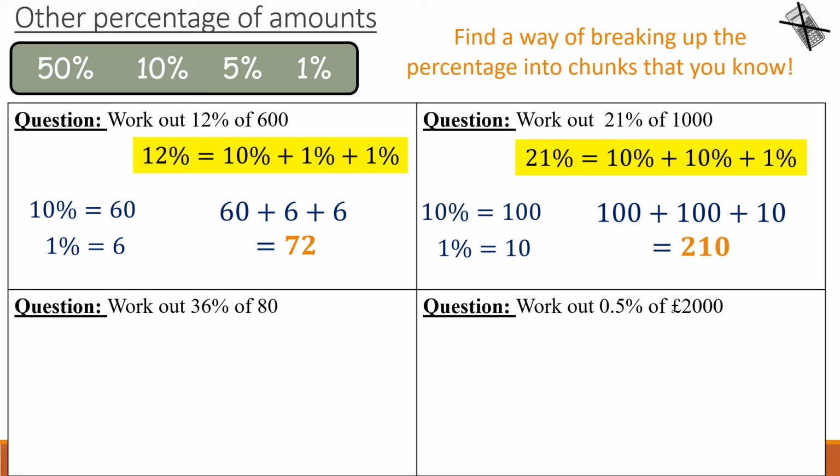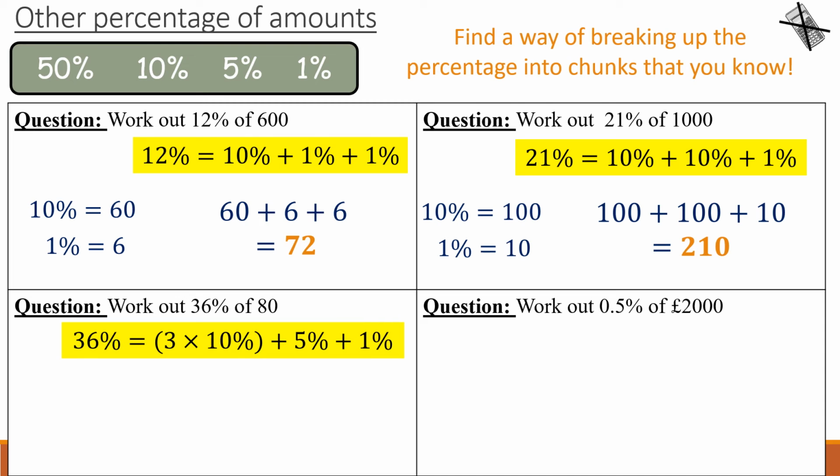Let's have a go at 36% of 80. It's a little bit trickier. Let's have a go. So I think for 36, it'd be easy to do 3 lots of 10% plus a 5% plus a 1. So that'd be 30 add 5 add 1, which makes 36, and that's what I want. So I'm going to work out 10% first of 80, which is 8. And then I'm going to halve that to give me my 5%, which is 4. And I need to work out 1% of 80 as well. And to work out 1% of 80, I do 80 divided by 100, which is 0.8. Remember, I move the decimal place 2 spaces to the left.